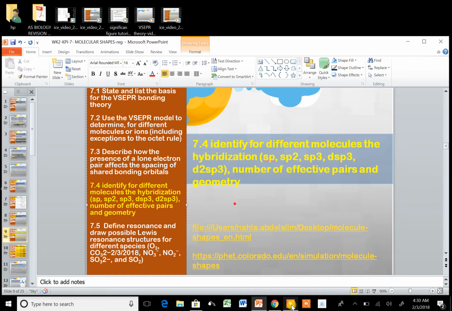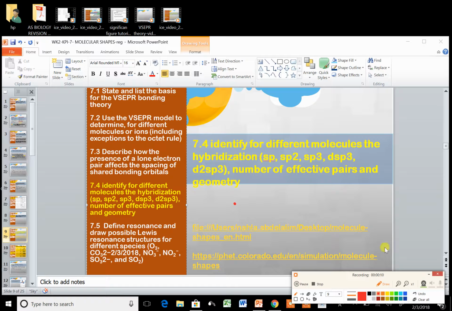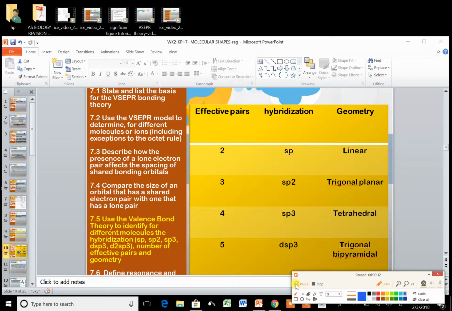In this tutorial, we are going to learn about different types of hybridization. You will also come across some types of hybridized orbitals like sp, sp2, sp3, dsp3, and lastly d2sp3, as well as what we call effective pairs and their effect on molecular geometry. Let's first summarize what we'll be learning in this tutorial. You will be learning the number of effective pairs, hybridization, and molecular geometry.